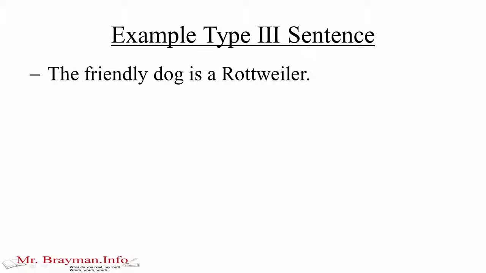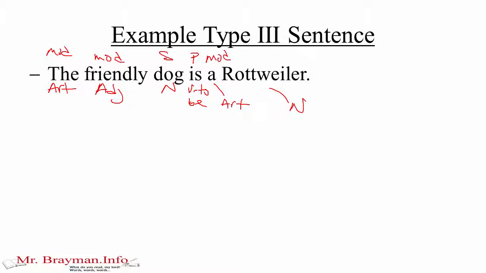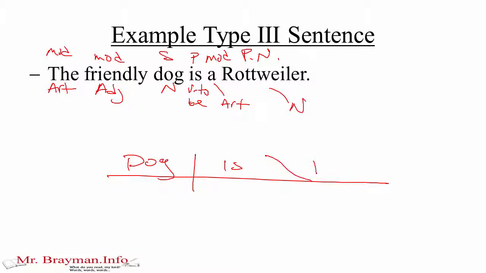All right, I think this is the last one. All right, so we have here an article. We have an adjective. We have a noun. We have a verb that's a form of the verb to be. We have an article, and then we have a noun. Okay. So modifier, subject, predicate, modifier, and noun. So this is a predicate noun. Let's see, dog is Rottweiler.